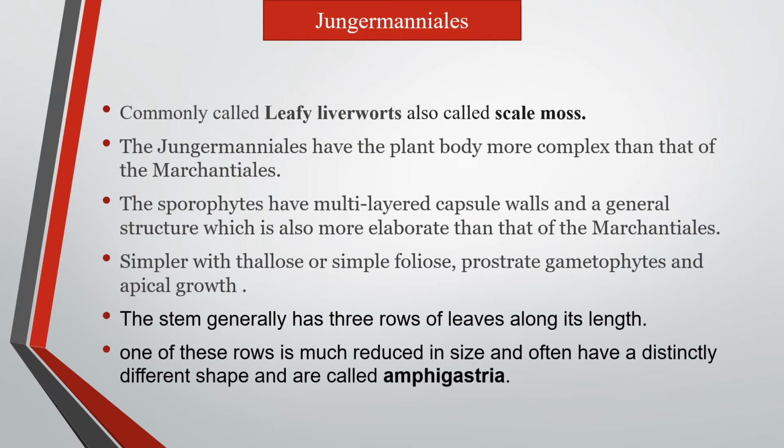We discussed first order Spherocarpales, second Marchantiales, and third is Jungermanniales, commonly called leafy liverworts, also called scale moss. The Jungermanniales have the plant body more complex than that of the Marchantiales. The sporophytes have multilayered capsule walls and a general structure which is also more elaborate than that of the Marchantiales. Simple thalloid or simple foliose prostrate gametophyte and apical growth. The stem generally has 3 rows of leaves along its length. One of these rows is much reduced in size and often has a distinctly different shape, and these are called amphigastria.